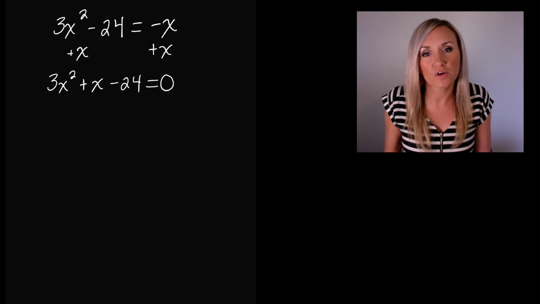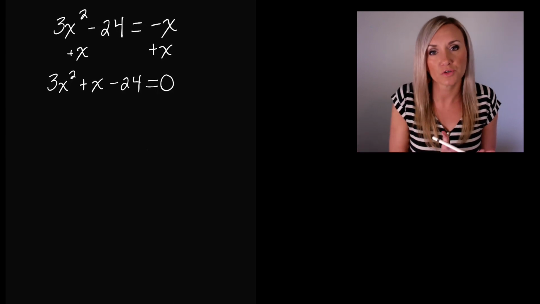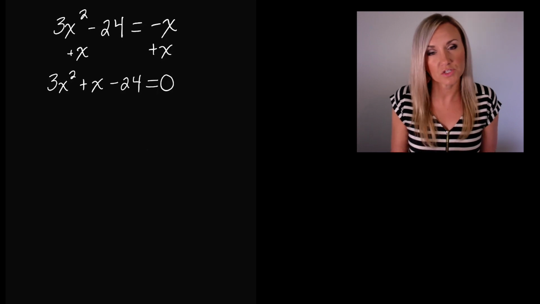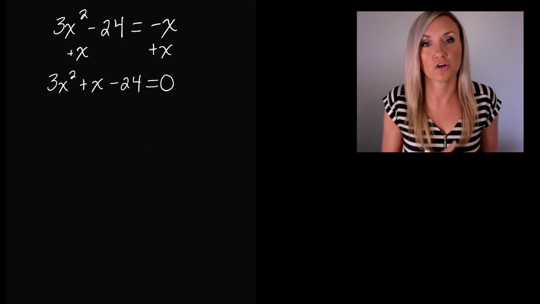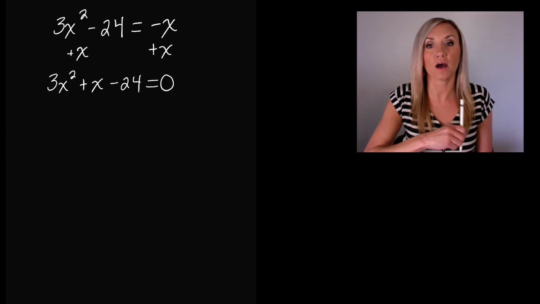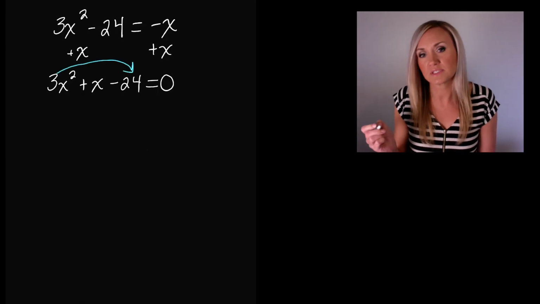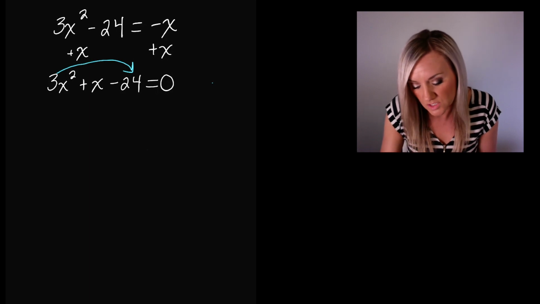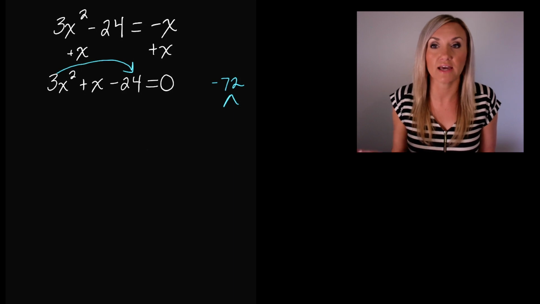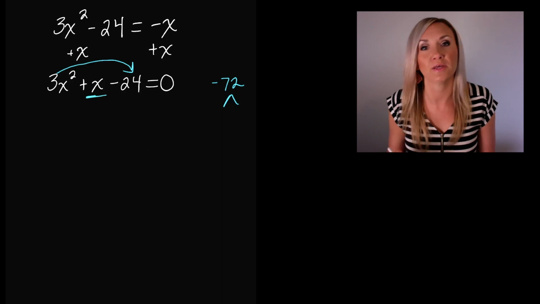When we're trying to solve our quadratic by factoring, we need our equation to equal 0 and all of our terms to be in the correct order. So we have our x squared term first, then our x term, and then our constant, which is just our number with no variable. Now we can multiply the first term by the last term. That's 3 times negative 24, which is negative 72. We need to think about which two factors multiply to get negative 72, but also add and subtract to get 1, because 1 is our middle term.